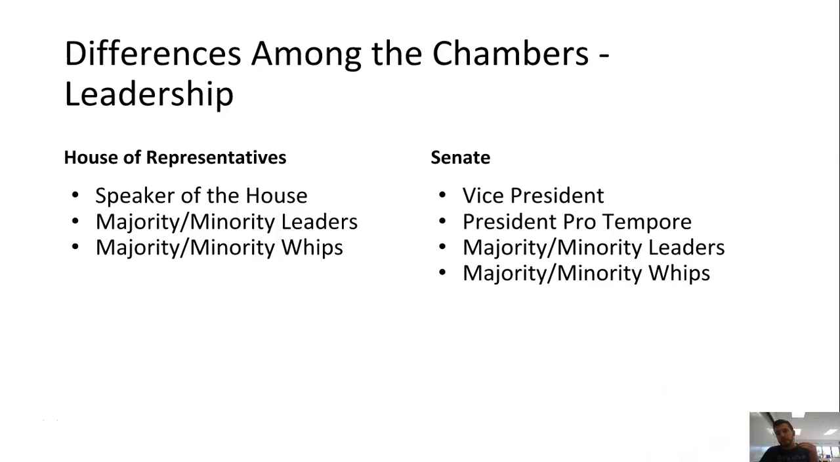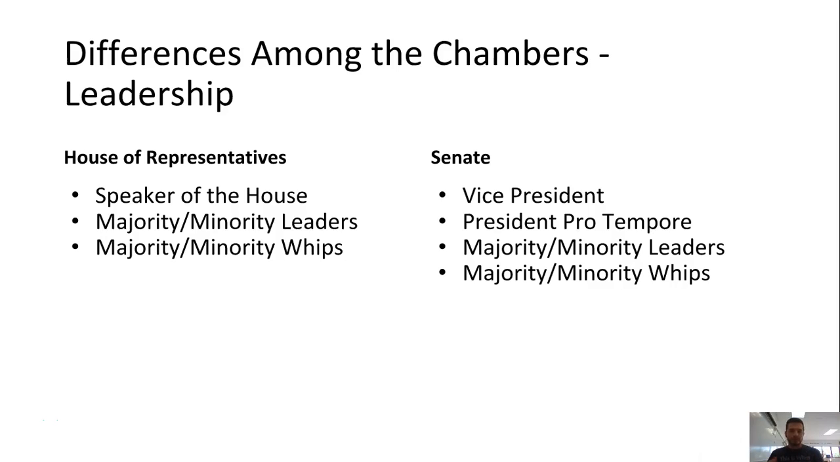They are going to assign bills to committee. They will appoint committee chairs. A lot of times they are also going to be the majority party leader. I know that it says right under there that there is a separate majority party leader, but that person in the House of Representatives doesn't really have as much power as the Speaker.